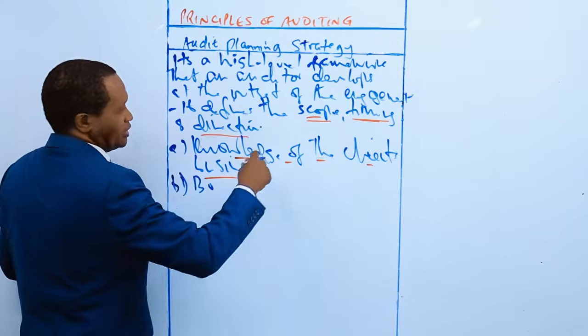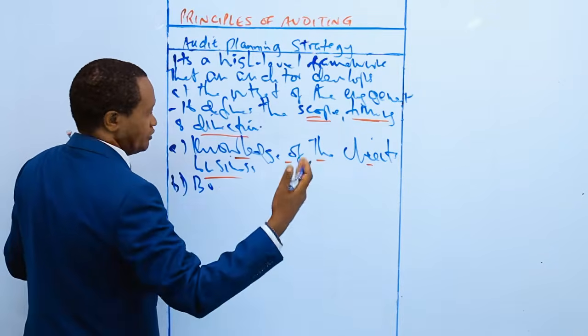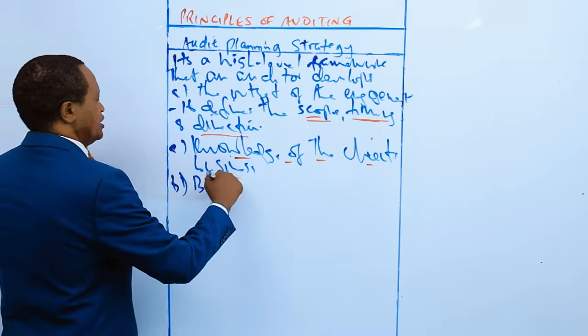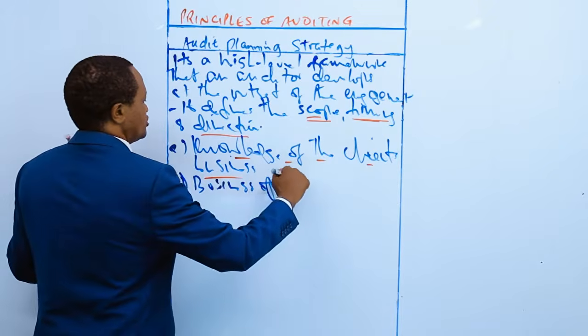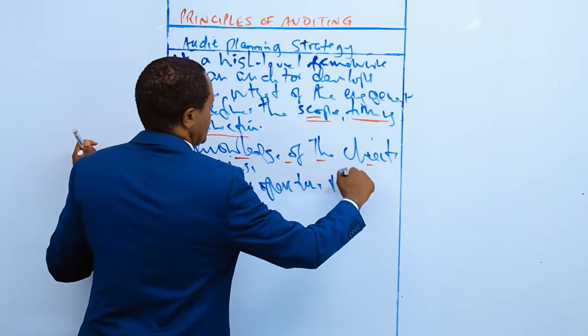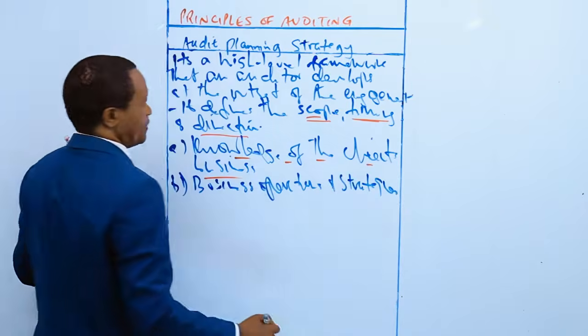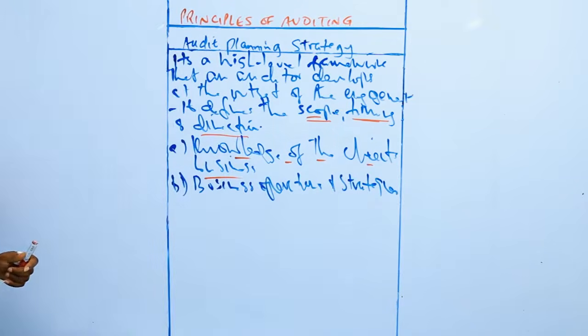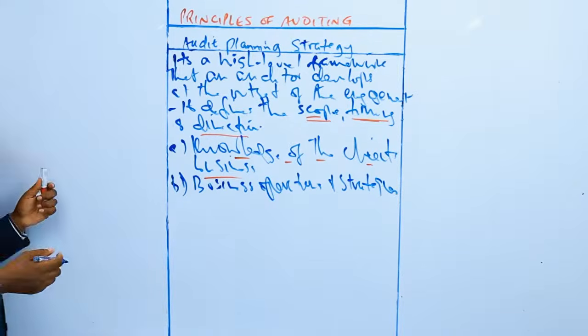Apart from the legal and regulatory framework, there are business operations and strategies. As an auditor, before you develop a planning strategy, you have to understand the business operations and strategies. How does the client generate revenue? What are their core processes, products, and services? What are their strategic objectives, and how do they plan to achieve them? That's very important to know.